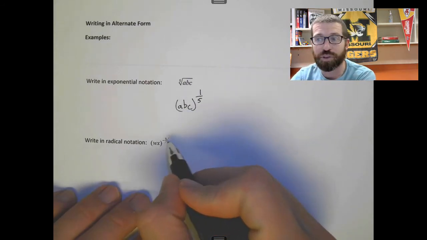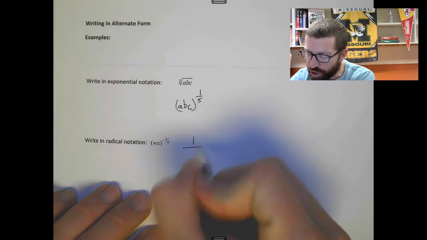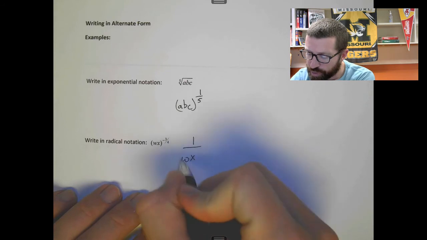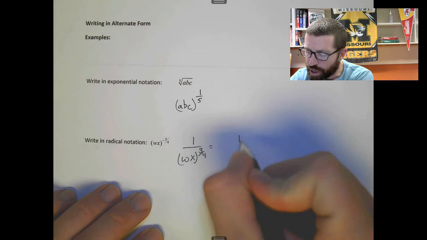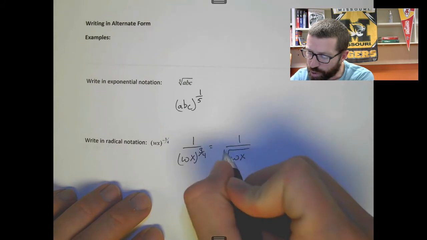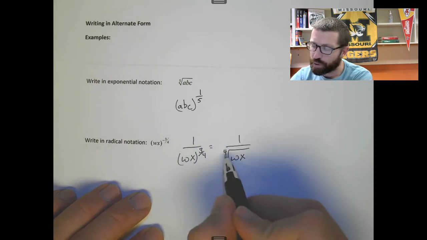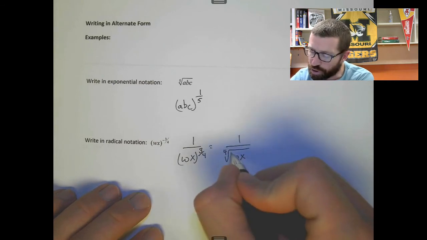Here, the negative, to get rid of that, you have to move it to the other side of the fraction. And that gets rid of the negative. And then you can write it as a radical, where the index goes on the bottom, or the bottom of the fraction is the index. And then it's all raised to the third power.